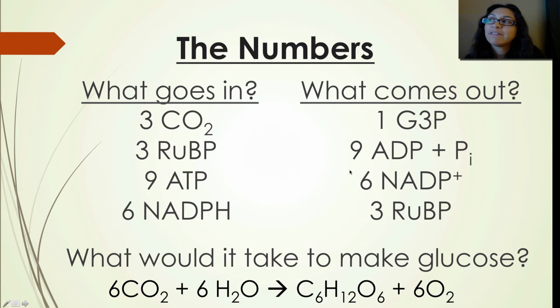Okay, so you'd multiply everything times 2 in order to make your glucose, because you could take 2 G3Ps in order to make 1 glucose. Because you can see G3P has 3 carbons, glucose has 6, so 3 plus 3 gets you your glucose there. So basically you multiply this times 2.